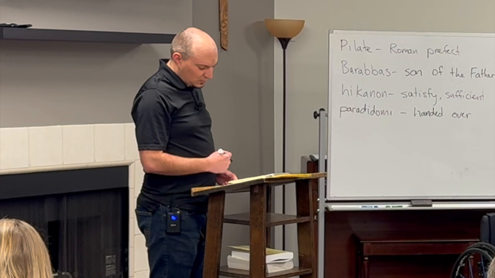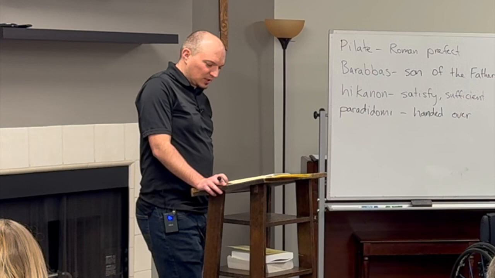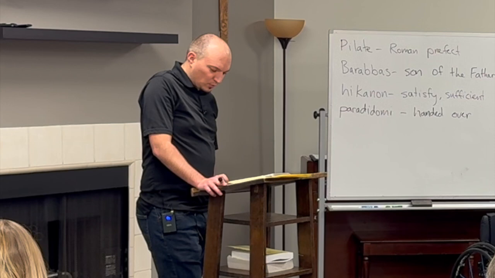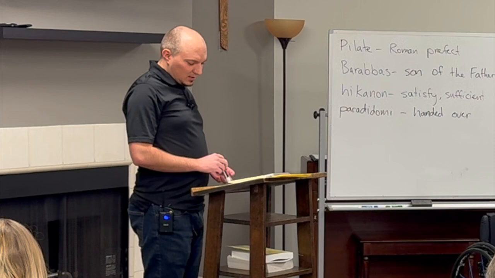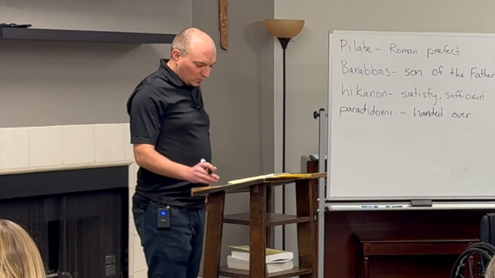A certain man from Cyrene, Simon, the father of Alexander and Rufus, was passing by on his way in from the country, and they forced him to carry the cross. They brought Jesus to the place called Golgotha, which means the place of the skull. Then they offered him wine mixed with myrrh, but he did not take it, and they crucified him. Dividing up his clothes, they cast lots to see what each would get. It was 9 a.m. when they crucified him. The written notice of the charge against him read, "The King of the Jews." They crucified two rebels with him, one on his right and one on his left.